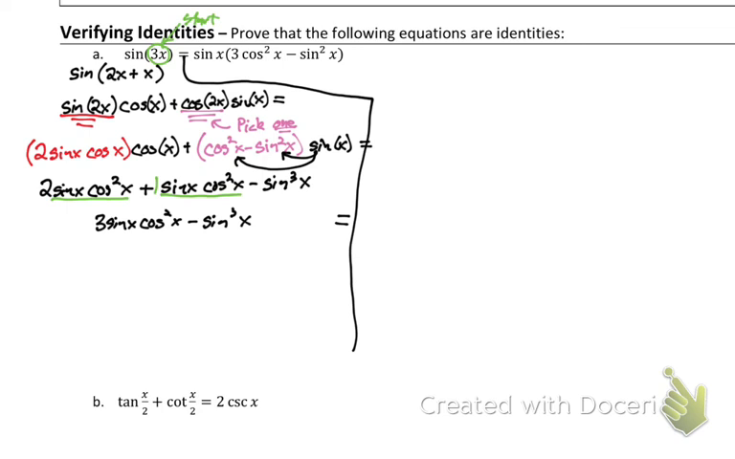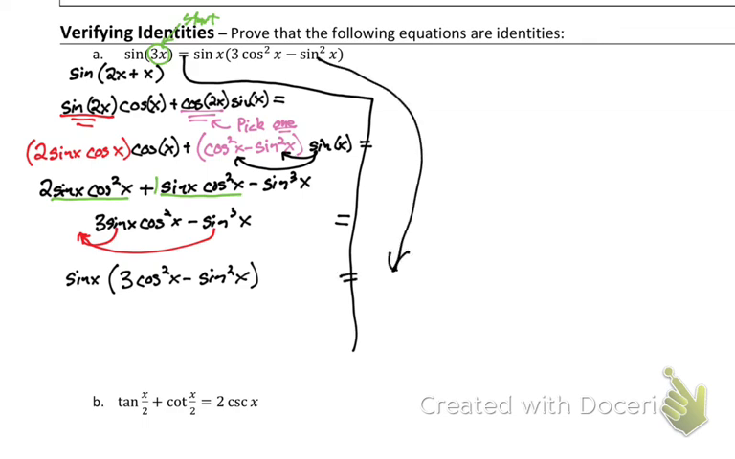Oh, okay. All right, now I'm going to notice that we have this cubed here that I don't have on the other one. Well, that means I'm just going to factor out a sine x. I'm going to factor out 1 sine x from both of these, which is going to leave me with sine x times 3 cosine squared x minus, well, sine cubed x when I pull out 1 sine x would be sine squared x. And it just so happens to match the other side.